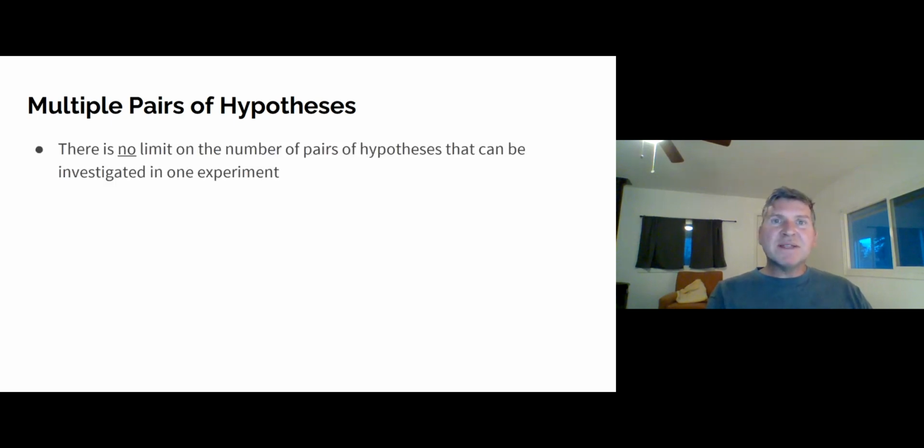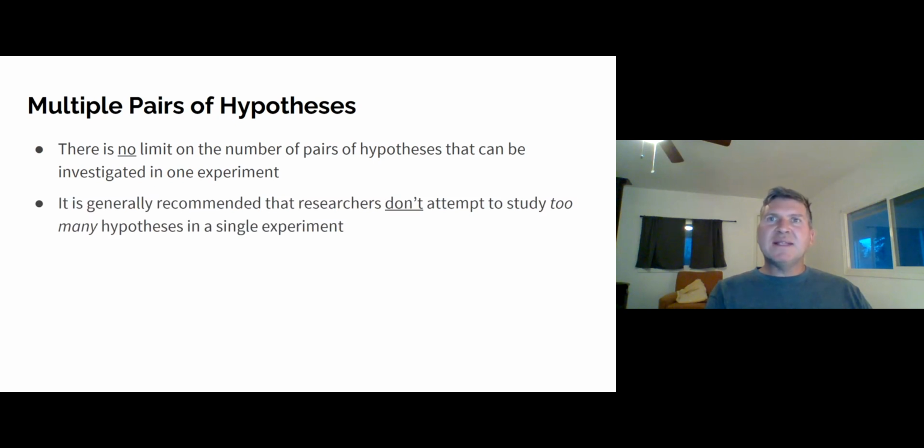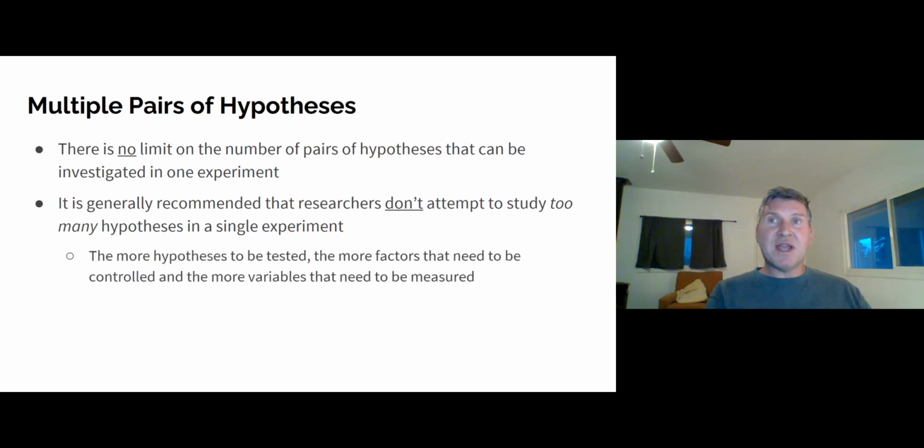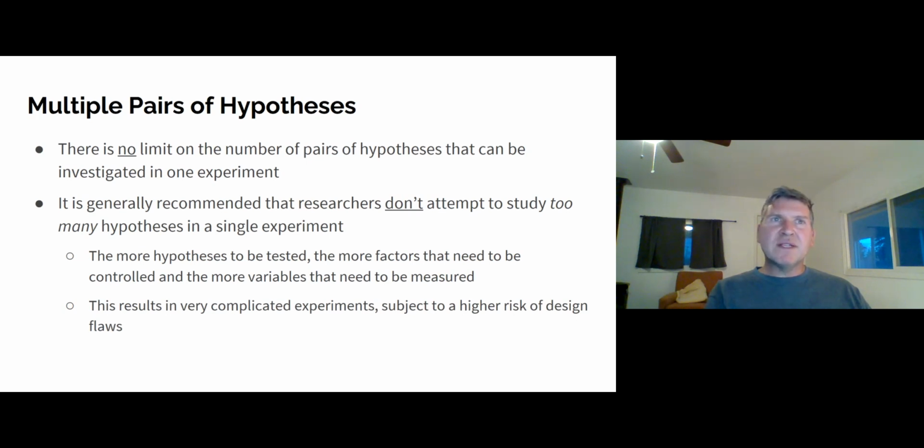It is possible to have multiple pairs of hypotheses. Actually, there's no limit to the number of hypotheses that you can have investigated in one experiment. However, it's generally recommended that you don't attempt too many in a single experiment, because the more hypotheses you're testing, the more factors need to be controlled, which is a challenge, and measured, and there's more room for error. With so many different things to keep control over, it results in a very complicated experiment, so it's subject to a high risk of design flaws, and the errors could be at the root of everything in your experimental design. So you have to be very careful what you're doing.